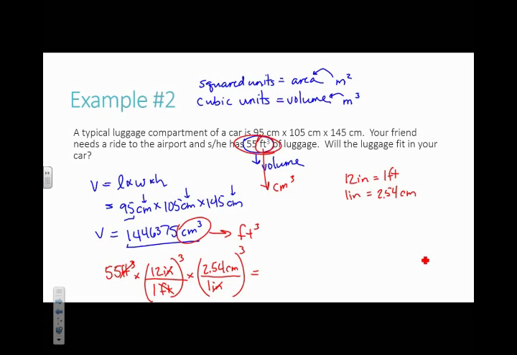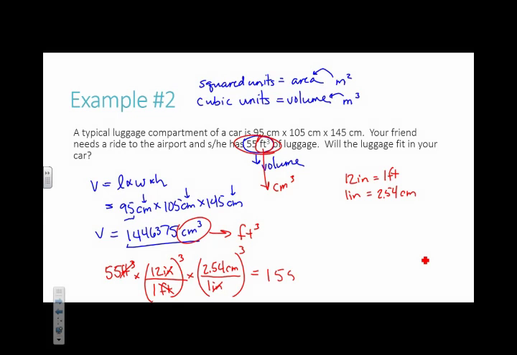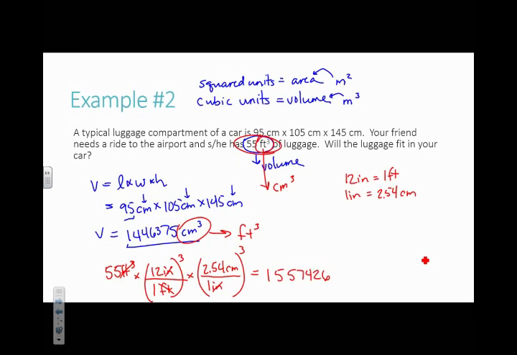So 55 times 12 cubed, helps if I put the numbers in correctly. I'm just cubing the 12, not the 55. The 55 is a measurement, so I'm not doing anything to it except multiplying it times my conversions. And then times 2.54, and the 2.54 is cubed as well. And that gives me this number, 1557426 centimeters cubed. So that's the luggage.